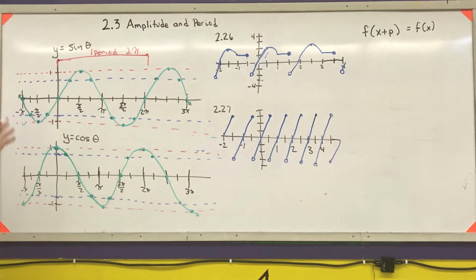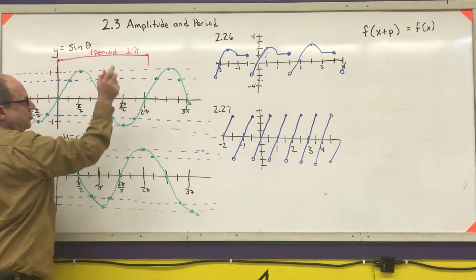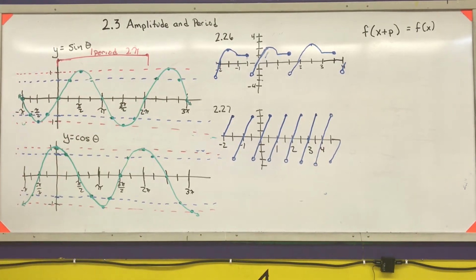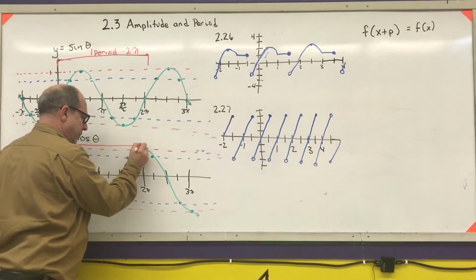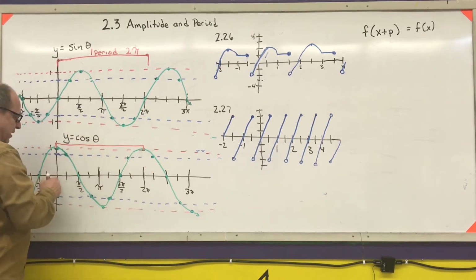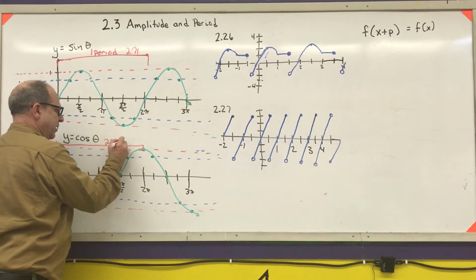I didn't have to start at 0 going up. I could have gone from the 1 point going down and I still would have had a length of 2 pi for the period. And you're going to see that on the cosine function. It starts at 1 going down to the next place that it's 1 going down. The distance between 0 and 2 pi is 2 pi. So my period here is 2 pi.